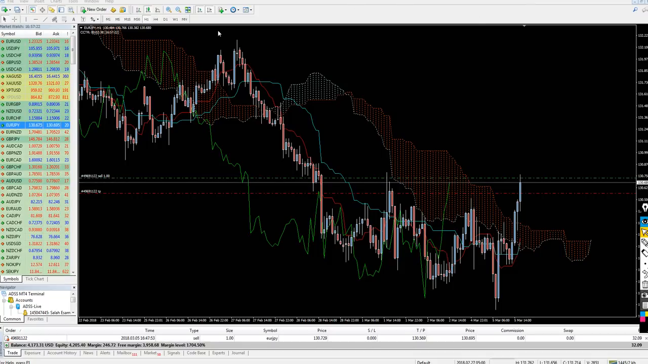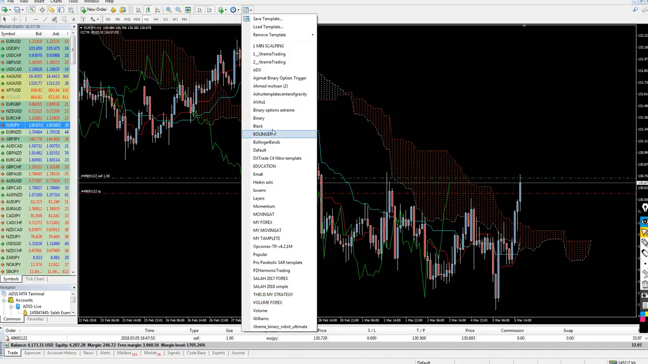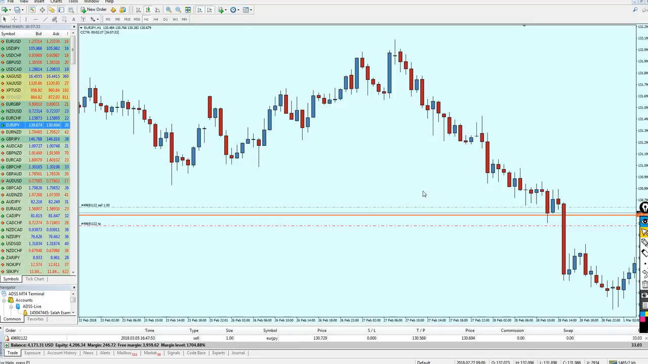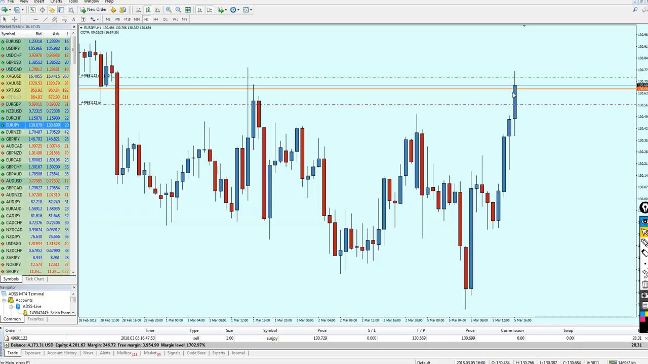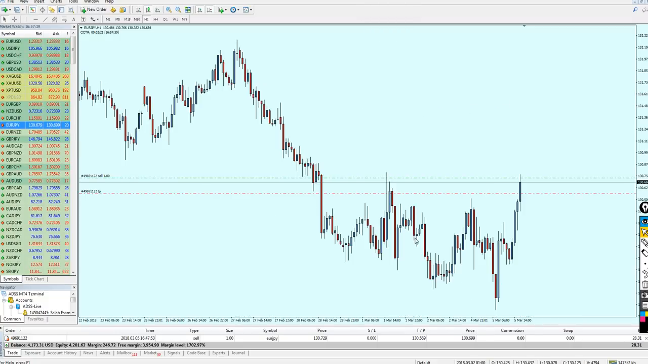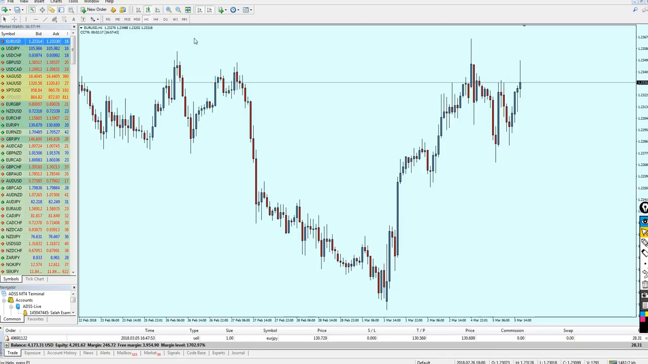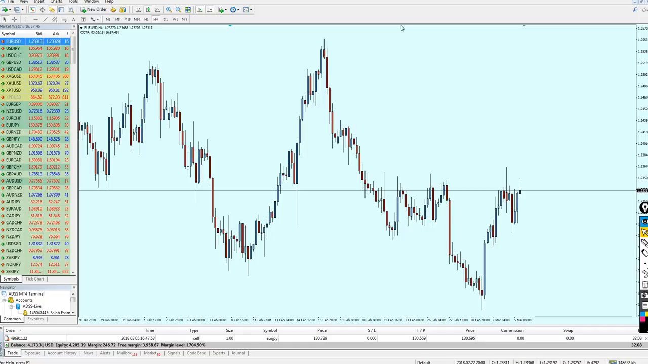So I will close this one, or actually no, I will just change the template. Okay, I will keep my trade running because I don't want to close it. Let me move to another one, another asset.